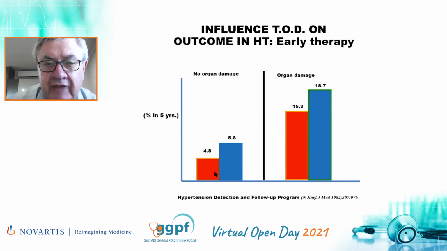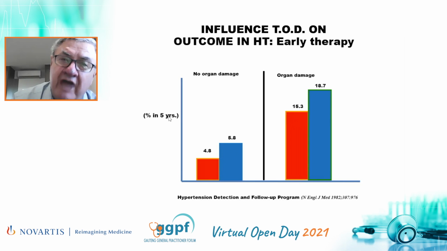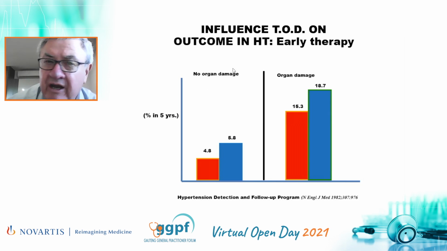Another that we've already forgotten, which comes from 1982, the Hypertension Detection and Follow-up Program. What they did is they looked at the percentage of outcome in 5 years. If there was no organ damage, no proteinuria, LVH normal, everything normal, you can see there is a significant reduction in outcome. But if you have organ damage, there's a significant reduction in outcome. But look at the massive increase in residual risk.